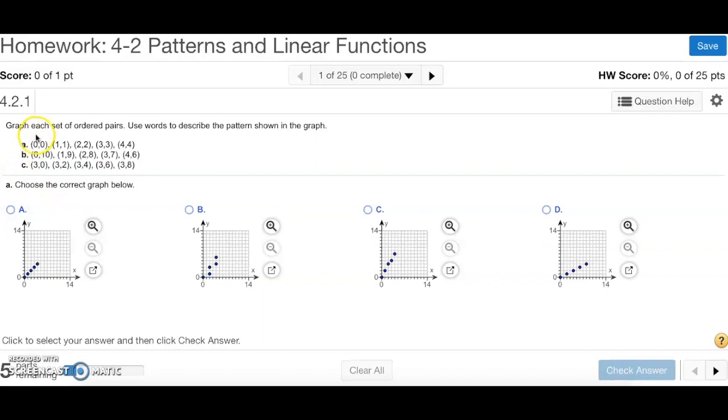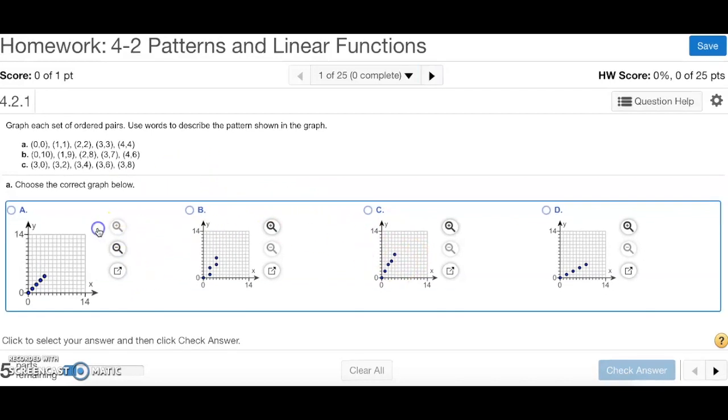So looking at the coordinates, they are going up by 1 in x value, 0 to 1 to 2 to 3, and the y values are going up by 1. Since it's constant, it's going to be linear. That means our graph is going to be a line, which means it's not going to be B or C. It's going to either be A or D. Let's make this a little larger.